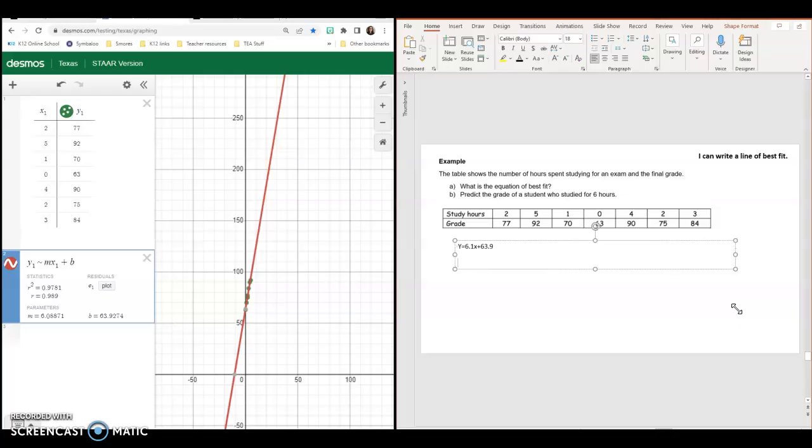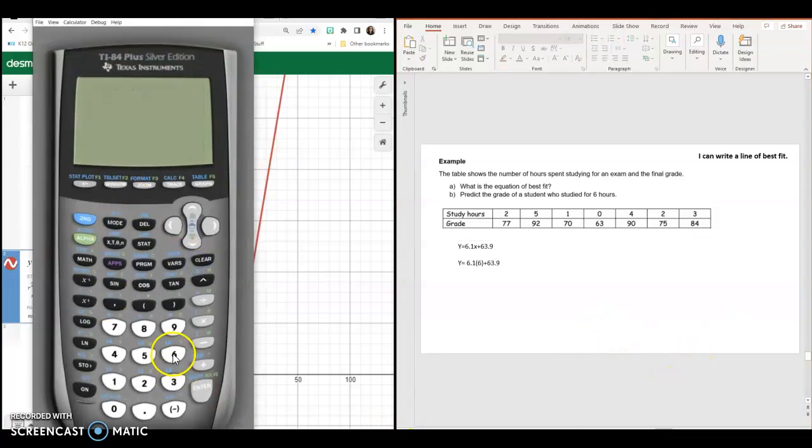So now it wants us to find the grade of a student who studied for 6 hours. So we're just going to plug in 6 hours in for x because the hours was what we used as x. So we have 6.1 times 6 plus 63.9. So we can actually use our calculator to figure this out. So let's do 6.1 times 6 plus 63.9. And if we hit enter, we get 100.5. So that means a student who studied for 6 hours is probably going to get 100 on the exam.